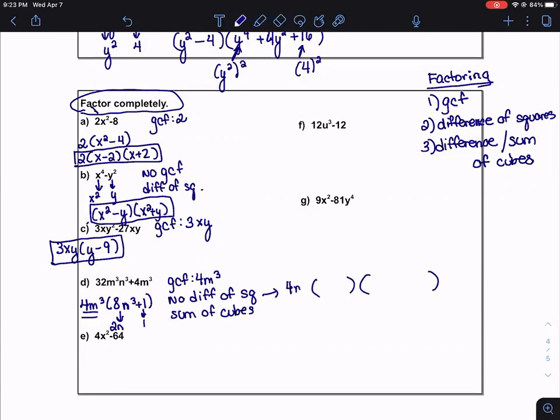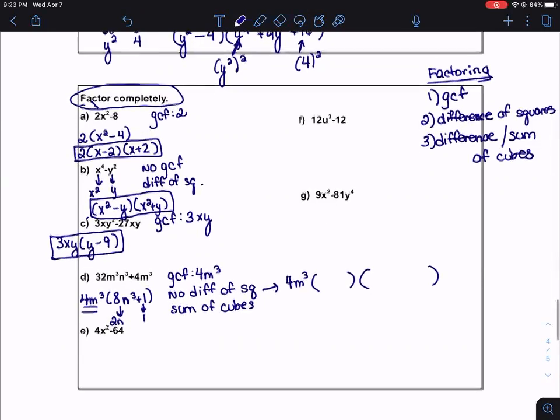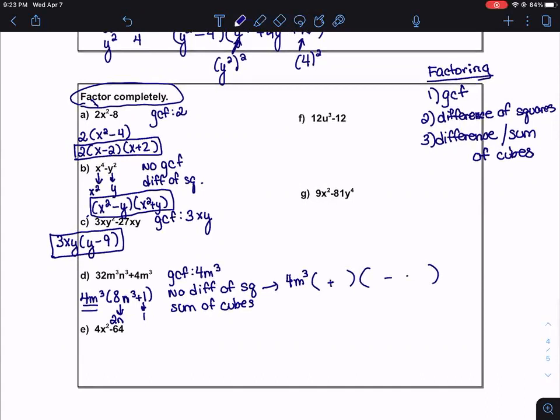The number one thing that people forget is the original GCF. It goes plus, then minus, then plus. So 2n plus 1 in the binomial. Their product goes in the middle of the trinomial. This would be 2n squared, which is 4n squared. And this would be 1 squared, which is 1. And that would be the complete factoring.